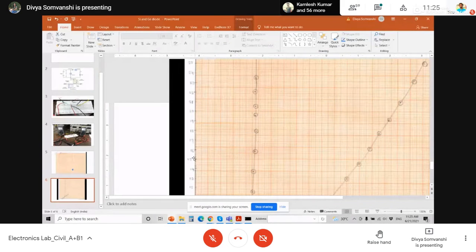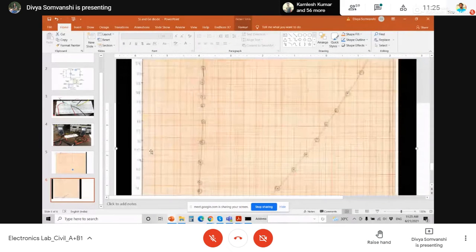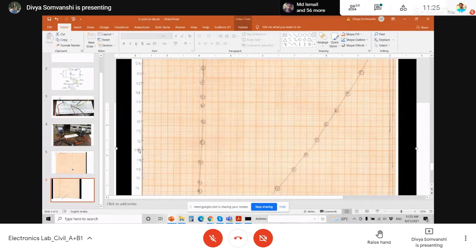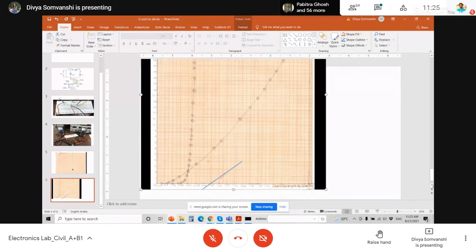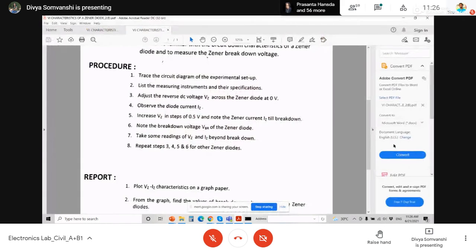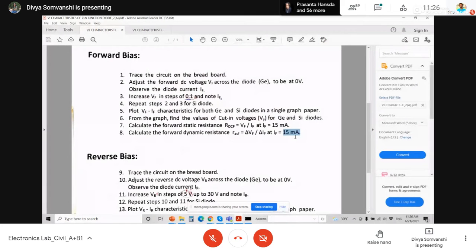Yes. So if you see, this is your 15 milliampere value. Now, for this 15 milliampere value, what is the voltage? You can determine it for both diodes, silicon and germanium. When your I is 15, what is the value of your voltage here, and what is the value of your voltage there? If you determine both values, then you can determine the forward static resistance for both the germanium and silicon diode.